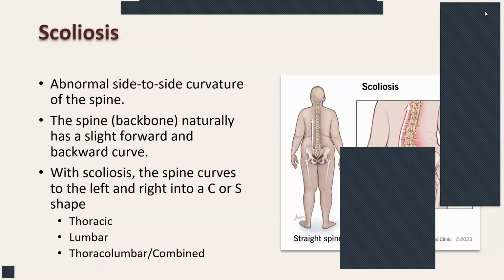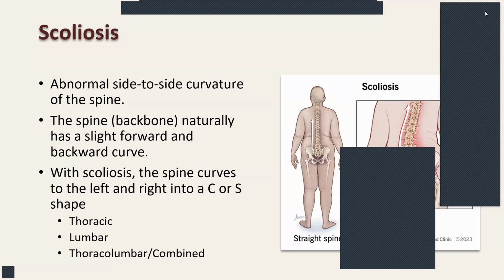So starting with scoliosis, this is the abnormal side-to-side curvature of the spine. Your spine naturally has a slight forward and backward curve to it. With scoliosis, your spine curves left and right into either a C or S shape. Most cases of scoliosis are mild and don't cause symptoms or don't require treatment. Severe cases can cause uneven posture and pain and often require treatment.